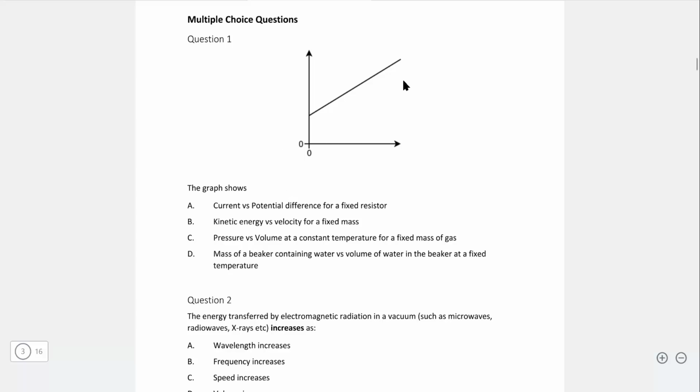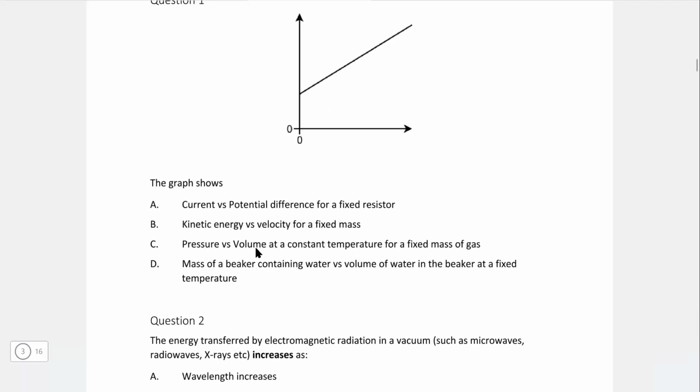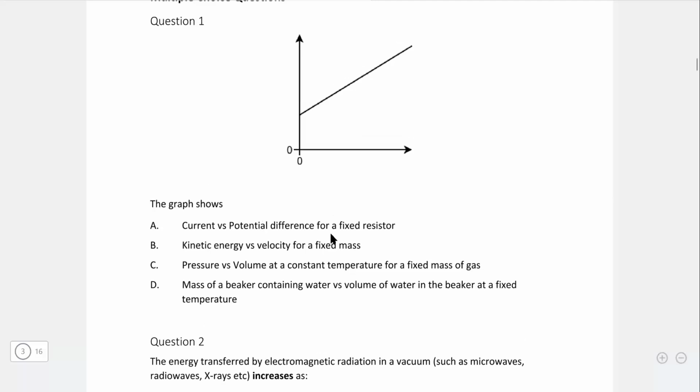Now, the first thing that I'm noticing on the graph is that whatever is on the x-axis, when that is equal to 0, there's still a value on the y-axis. So let's go through each of the options. First of all, current and potential difference for a fixed resistor. Well, that's not going to be the case, because when the current is 0, by definition, the potential difference should be 0. Kinetic energy versus velocity for a fixed mass.